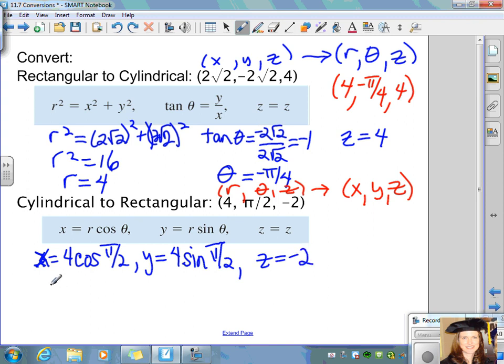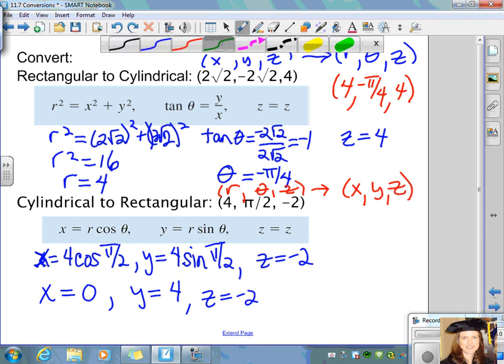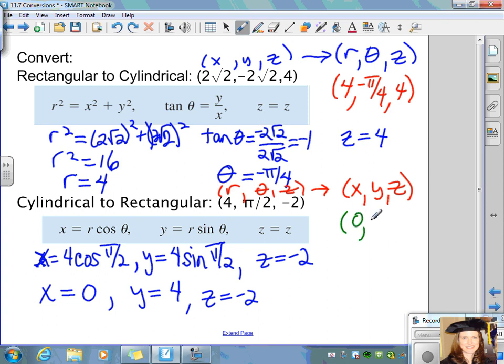When we simplify this, x is equal to 4 times the cosine of pi over 2, and cosine of pi over 2 is 0, so x is going to equal 0. y is equal to 4 sine pi over 2. Sine pi over 2 is 1, so y is going to equal 4. And then z is going to equal negative 2. So the coordinates of this point using rectangular are x, y, z: 0, 4, negative 2.